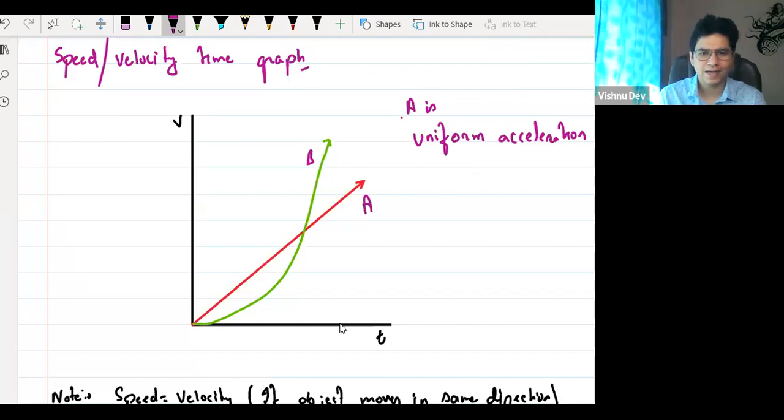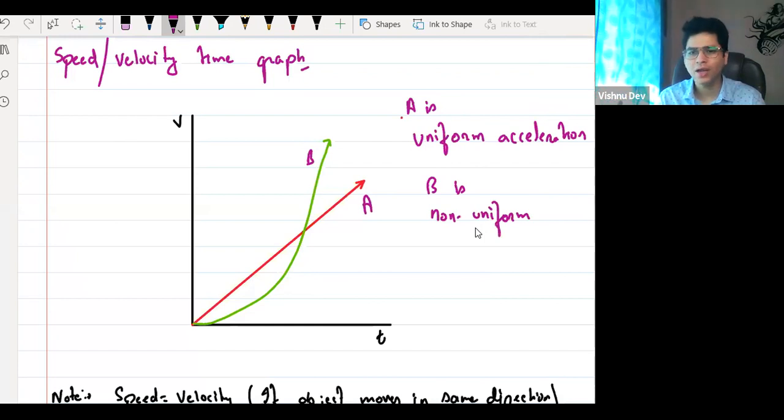As time is increasing, what is happening to the velocity? It is increasing now. So if it is increasing, I cannot say that the velocity or the speed is constant. It is not same. It is increasing, right? But I can say in A, it is uniformly increasing. It is a straight line, so it is uniformly increasing. And what about B? B is non-uniform acceleration. Okay, so there's a difference between non-uniform or uniform acceleration and uniform and non-uniform motion.